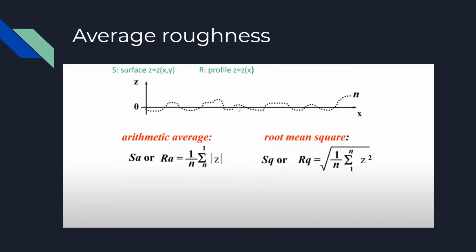Root mean squared does the same job in a different way. Instead of using an absolute value to remove positive or negative values, it instead squares each value and then square roots it. These are known as RA and RQ respectively.